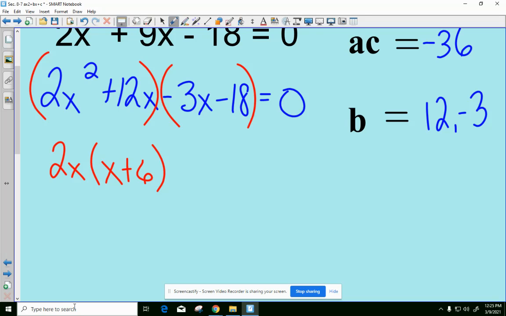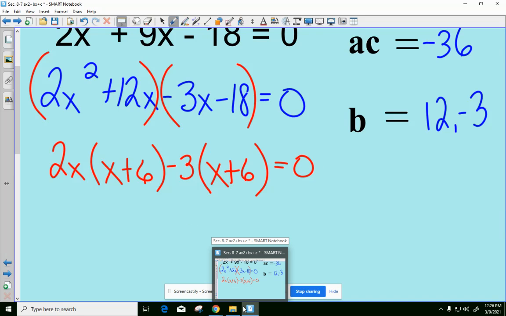Remember, I'm looking for two common groups when I'm done. And right now, the negative 3x and the negative 18 are both negative. So if I take the negative 3 out of both of them, it leaves me with an x plus 6. Now I have that matching term, that binomial there that they share.